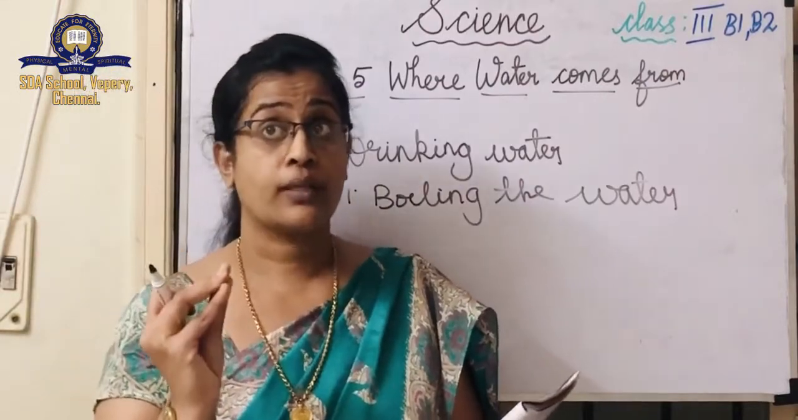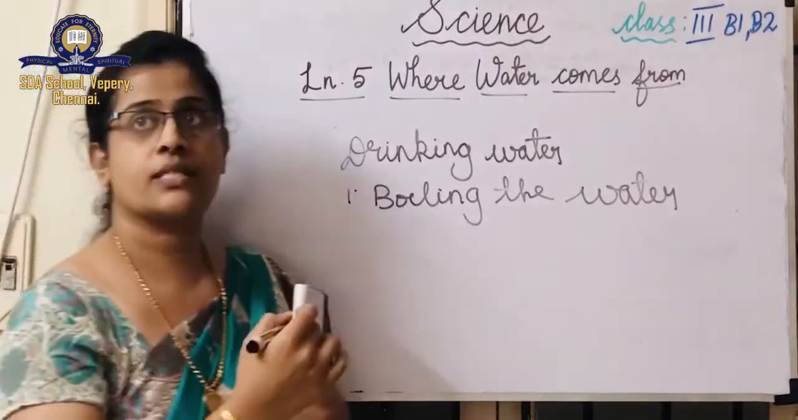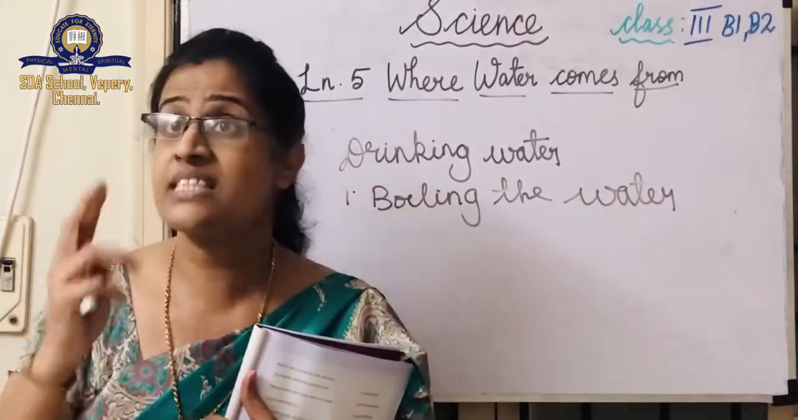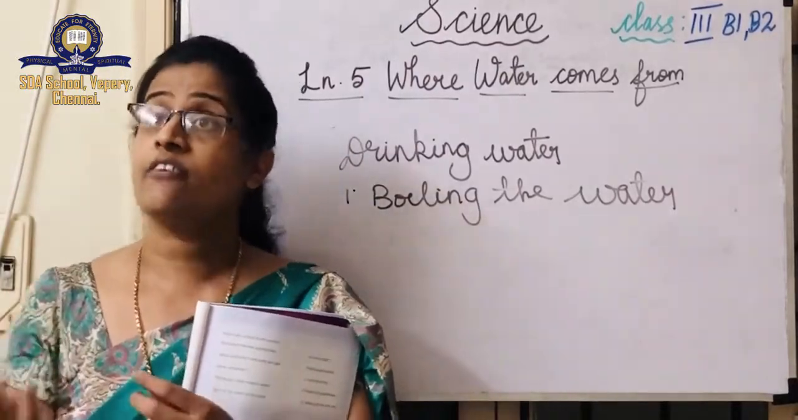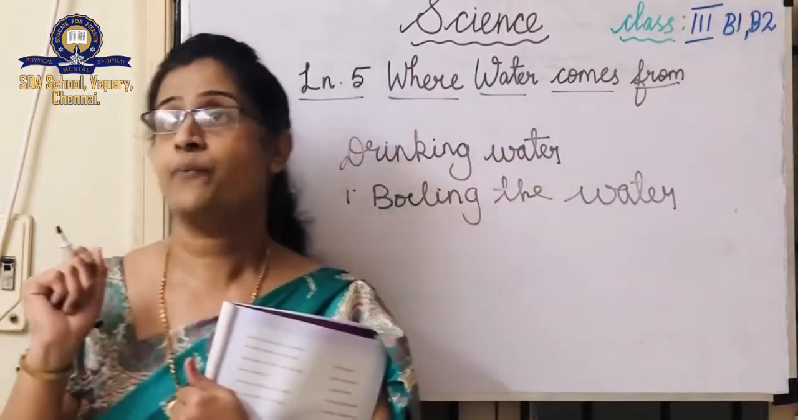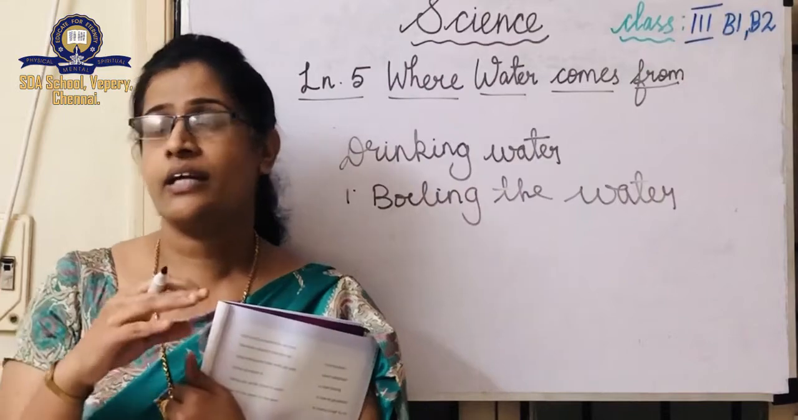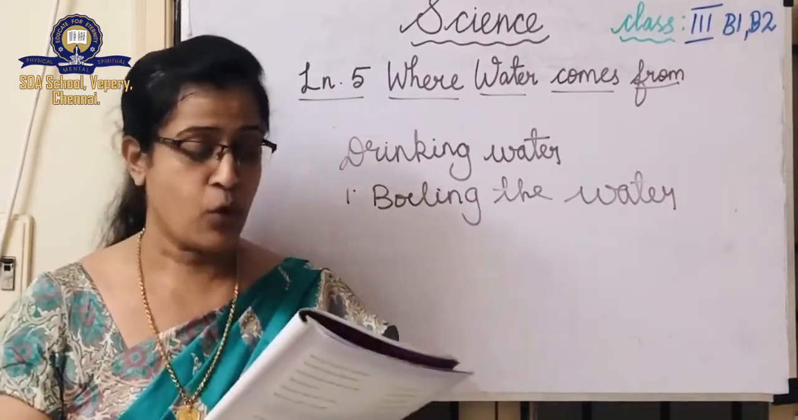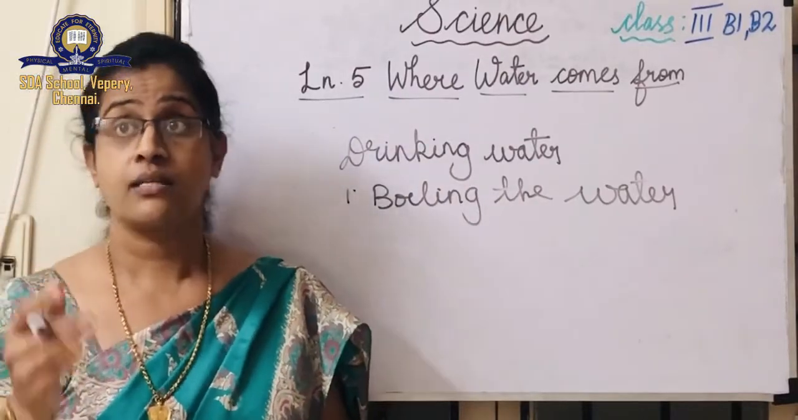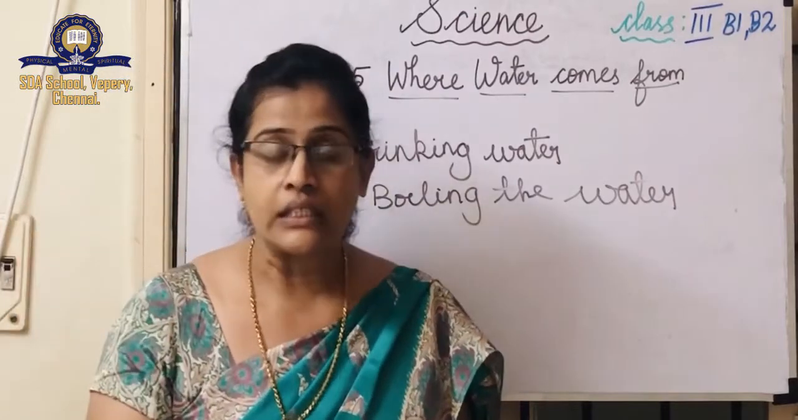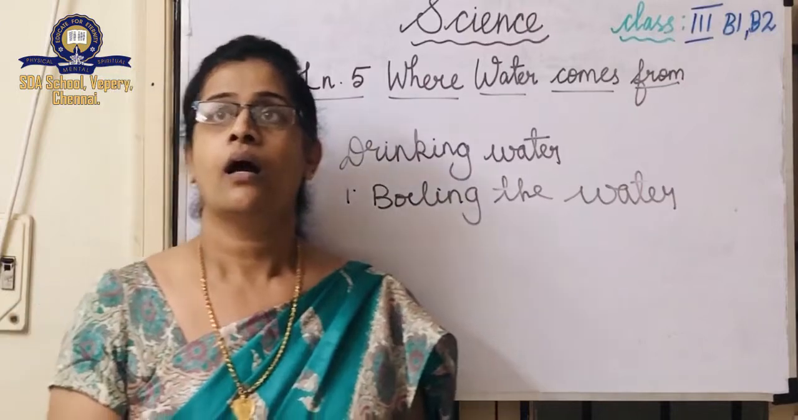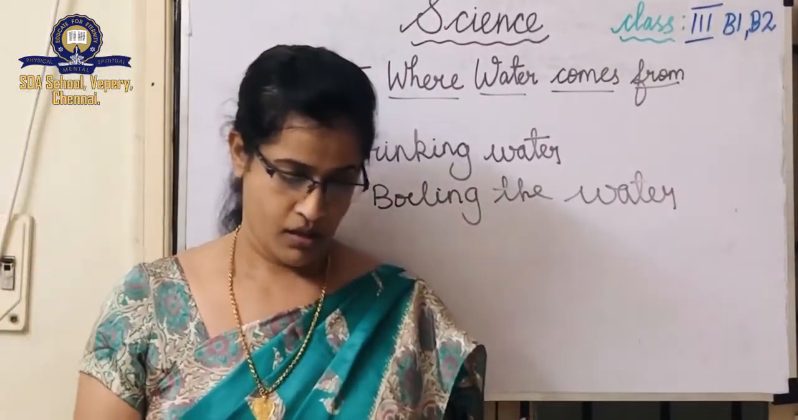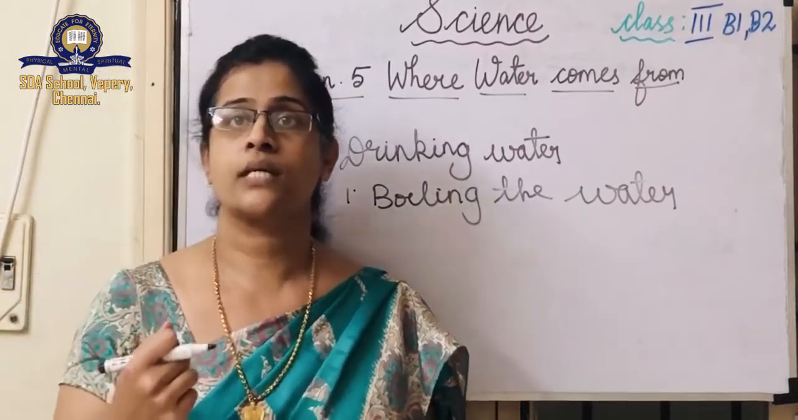Third one, we must store the drinking water in clean bottles. We must keep the bottles covered. First we have to store it in clean bottles, then we must cover the bottles so that the germs cannot get into it. We must store drinking water in clean bottles, and keep the bottles covered to stop germs or dirt from getting into the water. Okay? By boiling or by using different kinds of filters.